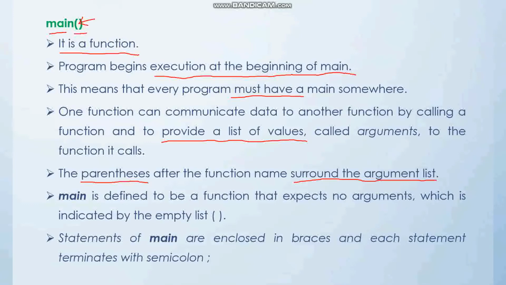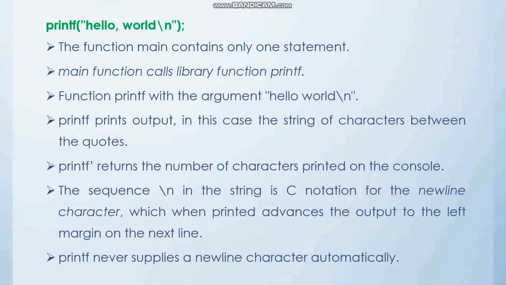Statements of main are enclosed in curly brackets and each statement terminates with a semicolon. Semicolon means the current statement has been terminated by the programmer. The next statement is printf hello world. So printf is a function, and an argument is given to this function in the parentheses.